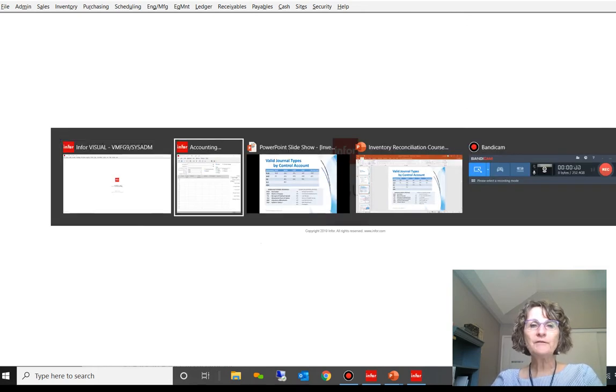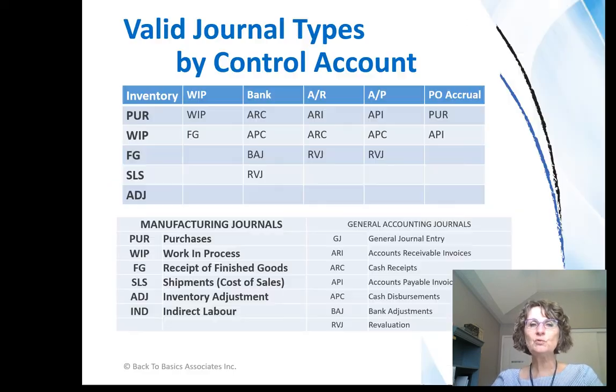So I'd first like to introduce you to the correct postings. Here on the left-hand side, we're listing inventory. The valid journal types are purchases, work in process, finished goods, SLS, which is cost of sales, and ADJ, which is your inventory adjustments. If you're not sure what all the short forms mean, just look in the bottom half of this page and that'll show you the full description.